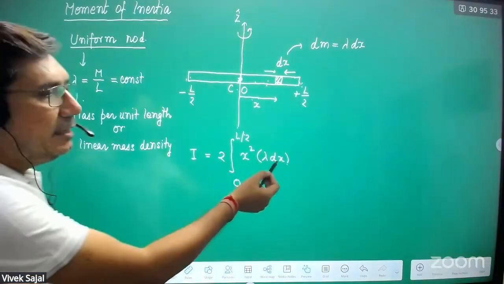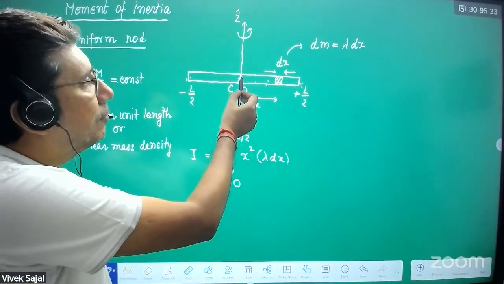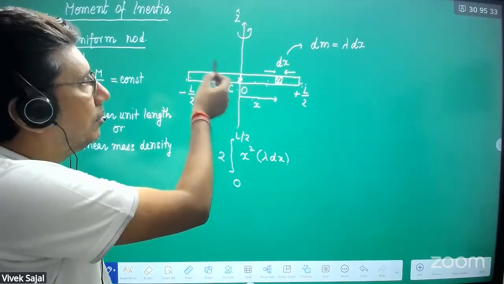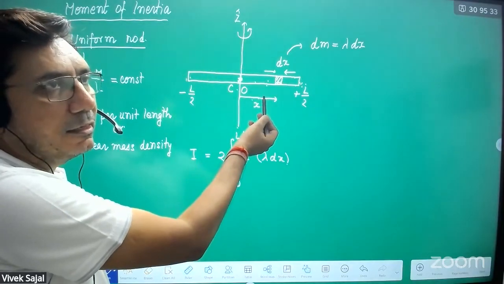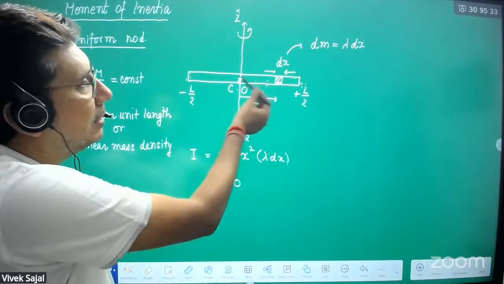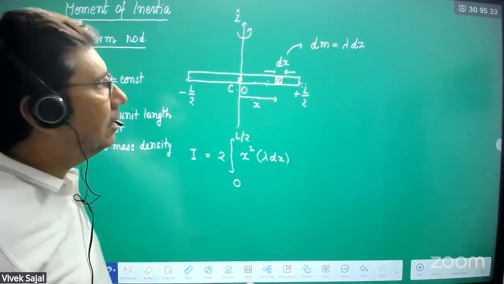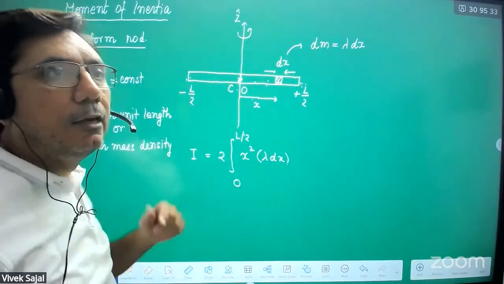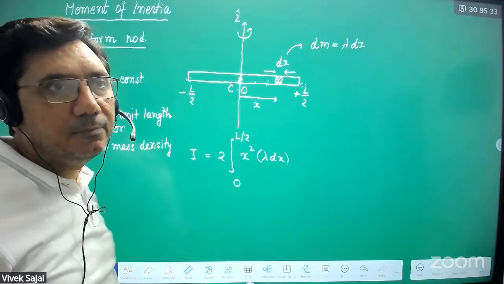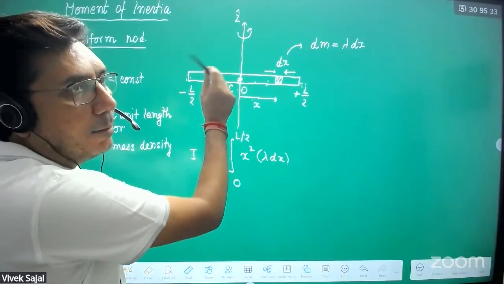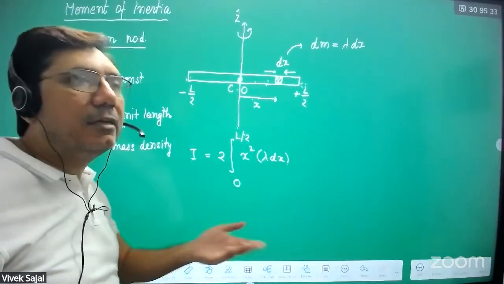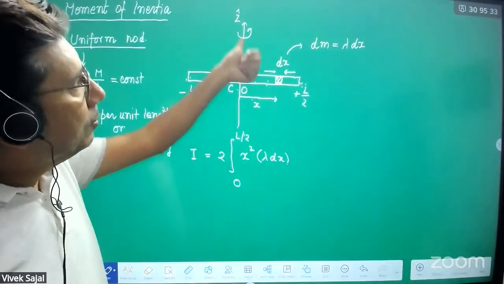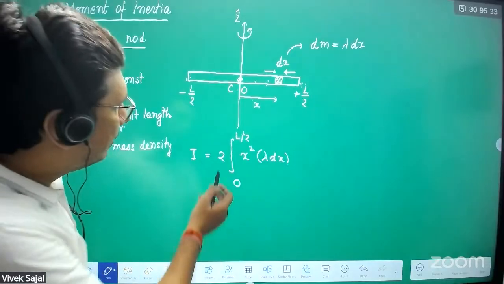So this is dm x square, integrated from 0 to L by 2. This will be the moment of inertia of this half part. The same moment of inertia will be due to the other half, due to symmetry. Why are they going to have the same moment of inertia? If you forget the other half and this one is rotating, what type of symmetrical structure is it going to create? A two-dimensional structure, a disk will be created. Similarly, if you rotate the other half about this axis, a similar type of disk will be created. So their moment of inertia about this Z axis will be the same. That's why I have written 2 here.